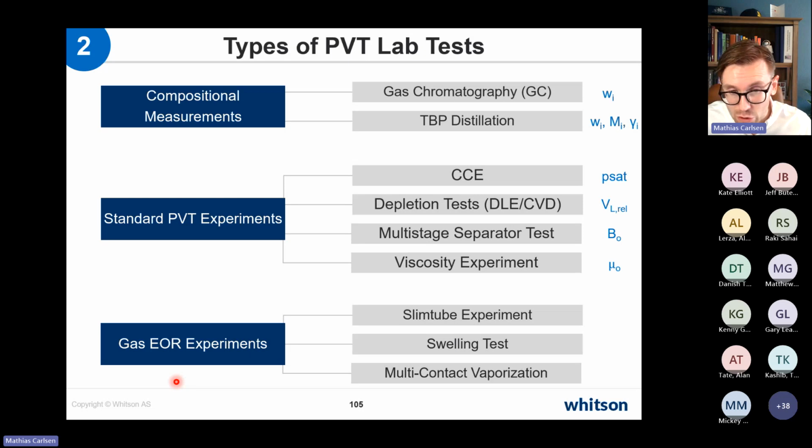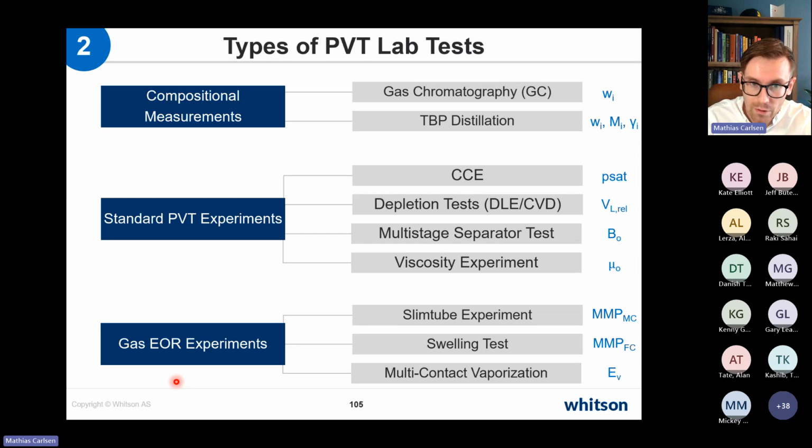The viscosity of gas is almost never measured. Curtis can probably mention if he has seen many, but I think we can count on a couple of hands how many actual reservoir gas viscosity experiments we've ever seen. Typically that's because gas viscosities are easier to calculate. We have the slim tube experiment for gas EOR that gives you the MMP by multi-contact. The swelling test gives you the MMP by first contact. And then we have an experiment called multi-contact vaporization that gives you the vaporization efficiency.